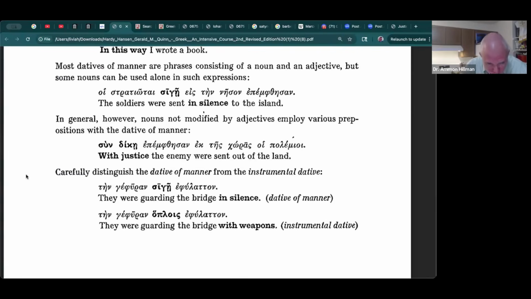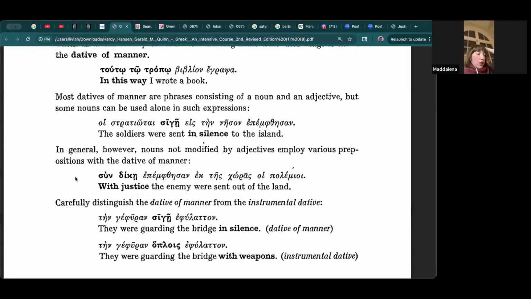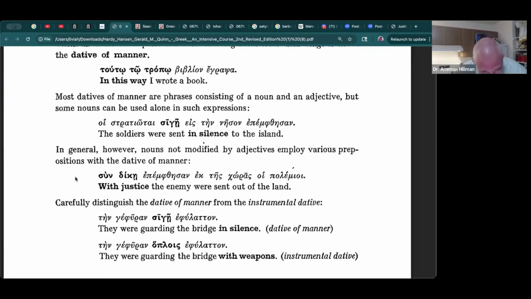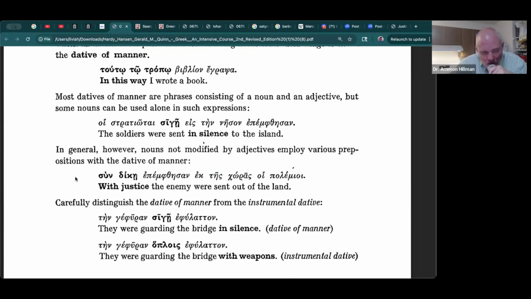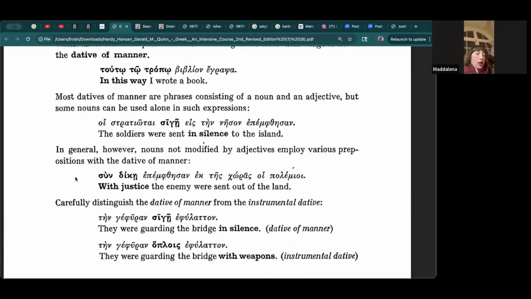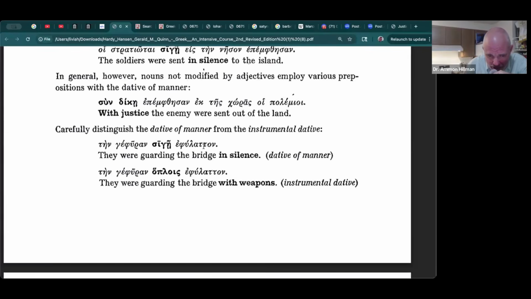They tell you that you can use prepositions, that you often use prepositions with this. Look at the second to last paragraph. It says, in general, however, nouns, blah, blah, blah. Look at the Greek. Sun dike, with Epimetheus, justice. They were sent. Sun dike, with justice. How were they sent? This dative of manner is just asking the question, how? In what way or how did somebody do something? They did it by... look at the one sentence at the bottom. Carefully distinguish the dative of manner from the instrumental dative.